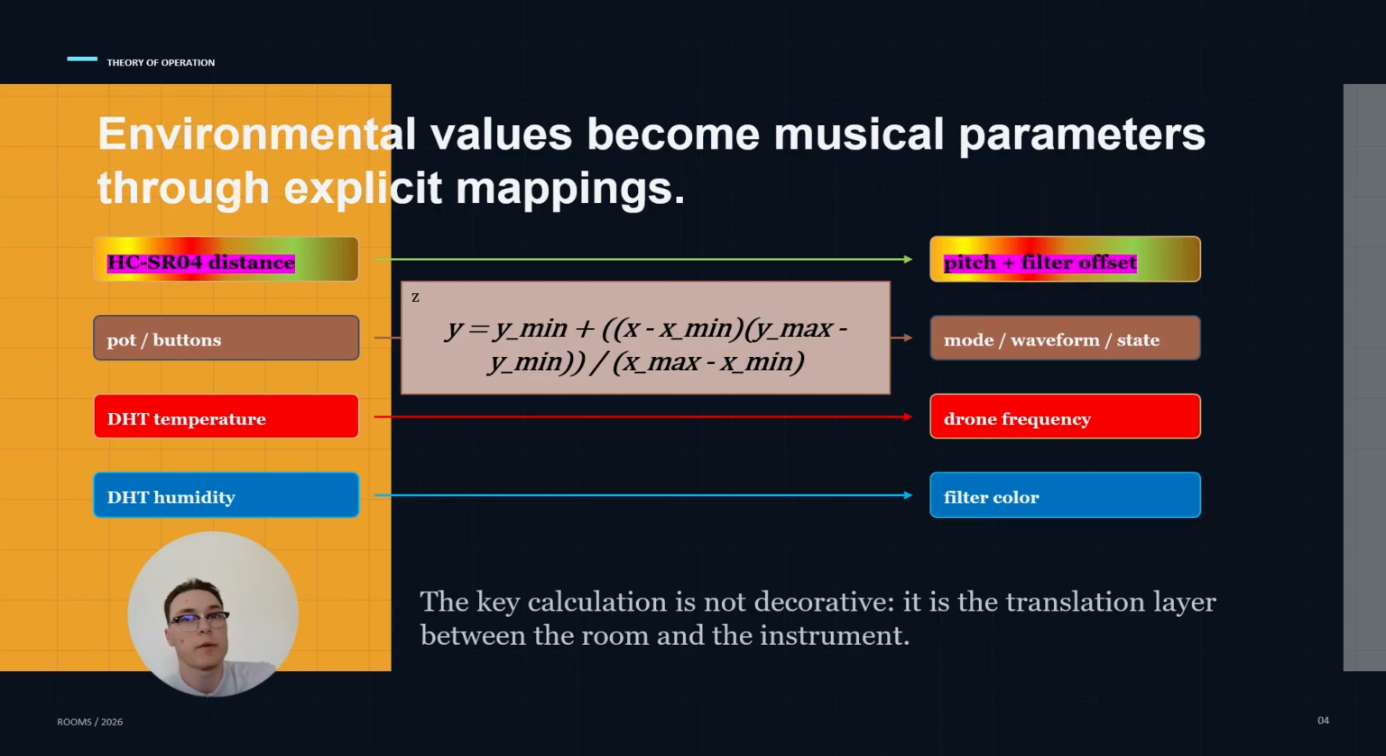Environmental values become musical parameters through explicit mappings. Distance from the HC-SR04 maps to pitch and filter offset. Potentiometer and button states set mode, waveform, and state. Temperature from the DHT sensor drives drone frequency. Humidity drives filter color. The mapping equation on this slide is the key calculation. It's not decorative, it's the actual translation layer between the room and the instrument.